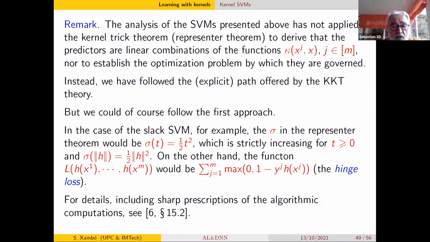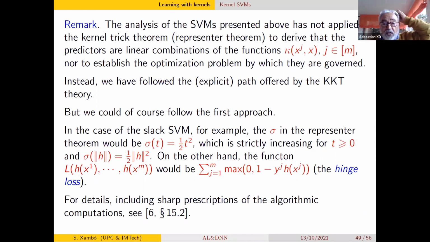This remark, I already said it before, but let me stress it. The analysis of the support vector machines presented above, of soft support vector machines, has not applied the kernel trick theorem, the representer theorem, to derive that the predictors are linear combinations of the functions kappa of xj, x, nor to establish the optimization problem by which they are governed.